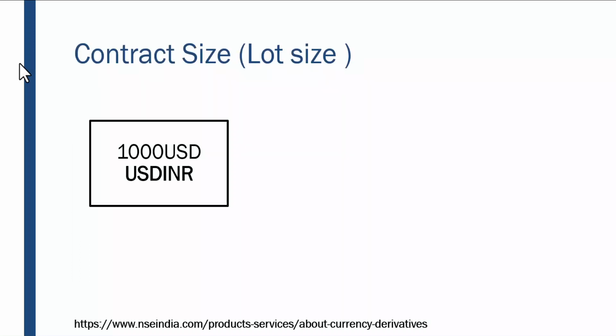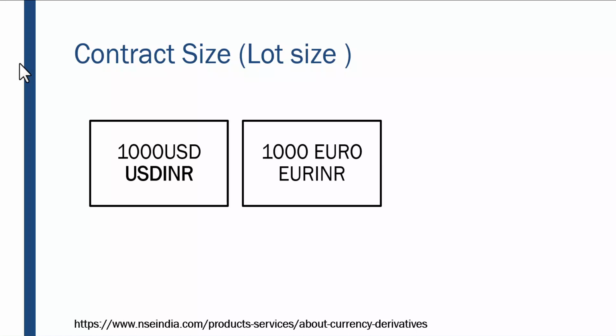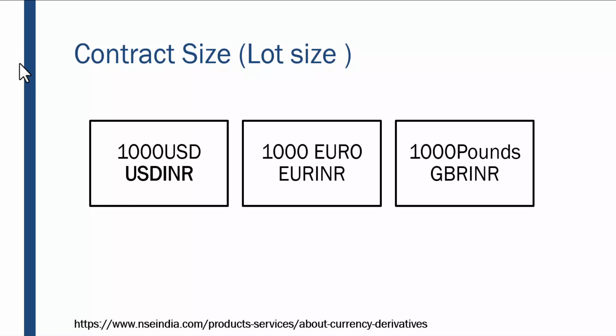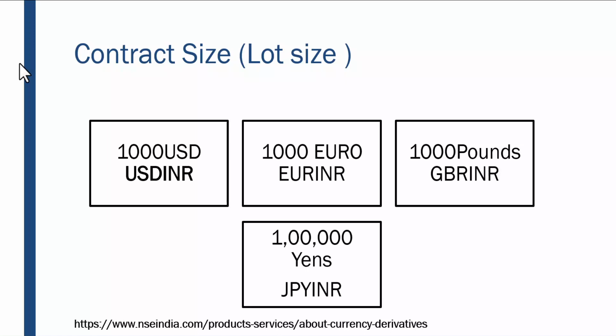Now, contract size. Because it's a standardized stock exchange market, it is in terms of lot size. The lot size of dollars is 1,000 for the USD INR pair. Similarly, for euro, the lot size is 1,000 euros. Anybody who takes a position has to take it in multiples of $1,000, or $2,000 or $5,000, like this. For Great Britain INR, it is 1,000 pounds. This is the lot size. For yen, the lot size is 1 lakh yen. Except yen, all others are 1,000. Japanese yen is 1 lakh.